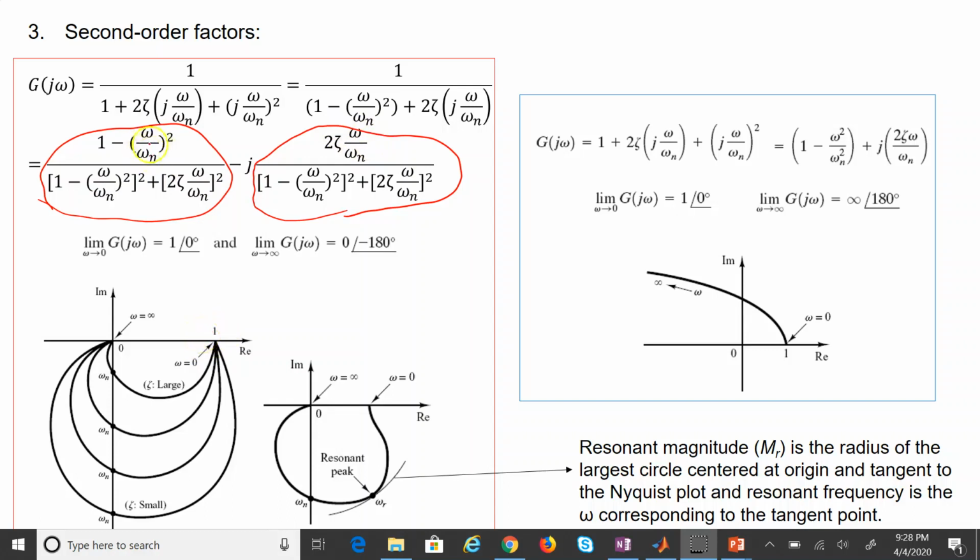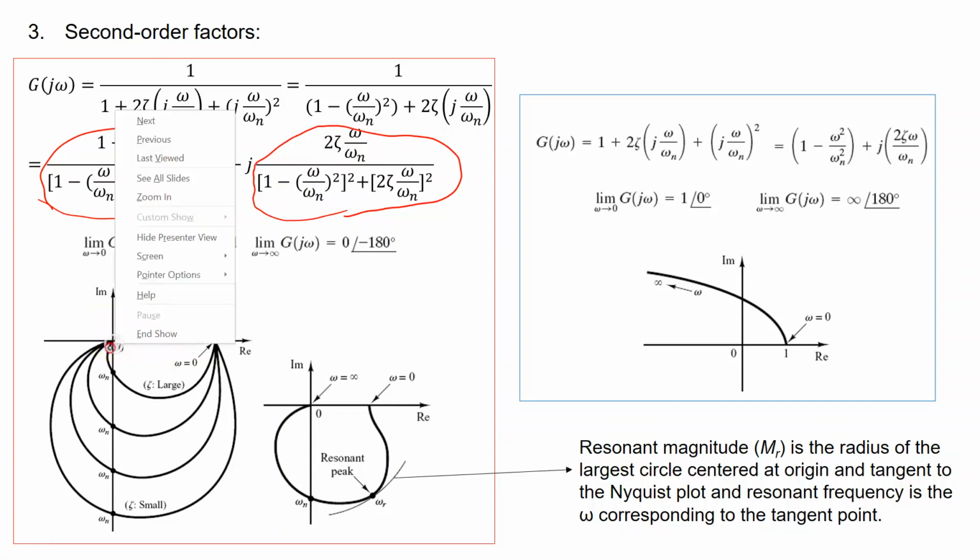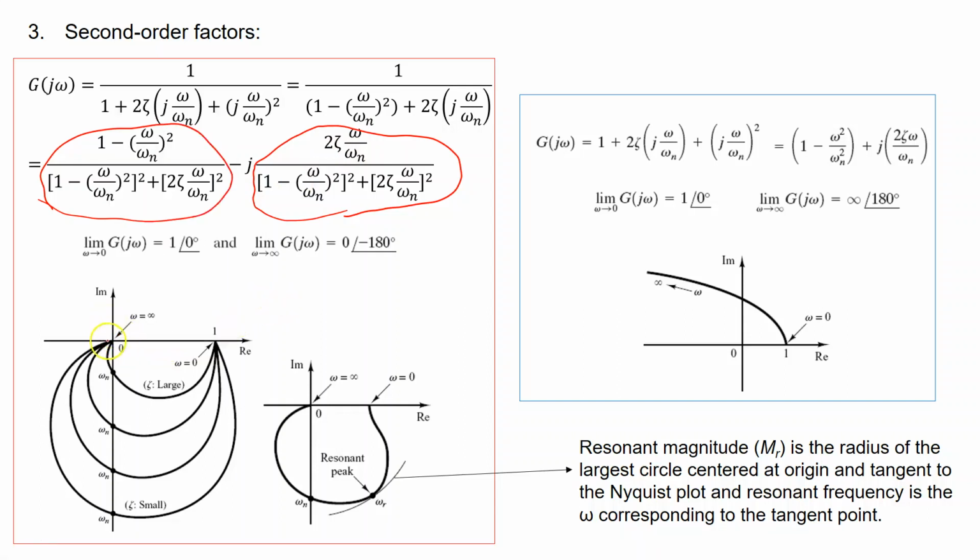Well, if you look, the order of the numerator in the real part is 2, for the denominator it is 4. So it should go to 0. The same for imaginary: here is order 1, this is order 4. So when omega goes to infinity, both real and imaginary go to 0, so that's what you have here. So these 2 points are obvious in terms of magnitude. So 1 and 0, completely obvious.